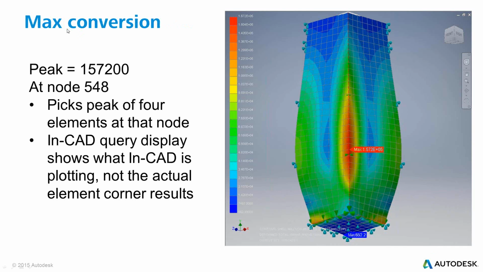Alternately, if I change it to a max conversion, it's going to do exactly the same thing, but it's going to look at those four values at that corner, and instead of averaging them together, it's just going to pick the highest one. So in this case, it's 157,200. So it picks the highest of the four. When I hover over this with my query display, be careful that In-CAD shows you what In-CAD is actually plotting. It's not showing you the element results. It's telling you what In-CAD is plotting. So it's a little bit different than what Nastran actually gets.